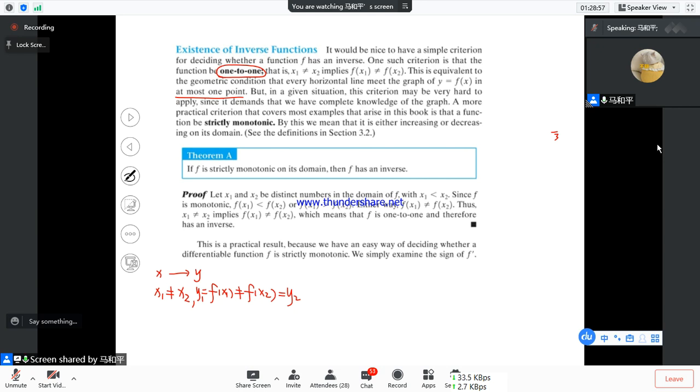A more practical criterion that covers most examples that arise in this book is that a function should be strictly monotonic. By this we mean that it is either increasing or decreasing on its domain. Let's say we have a function here, or maybe this one.